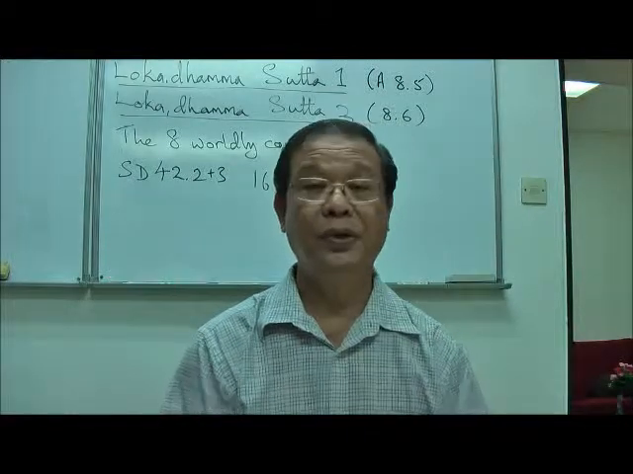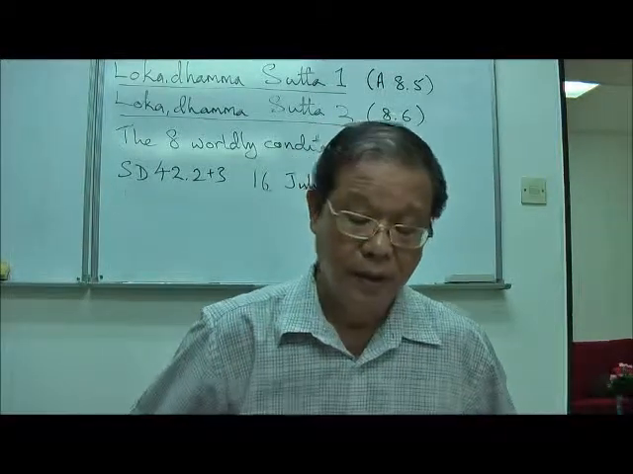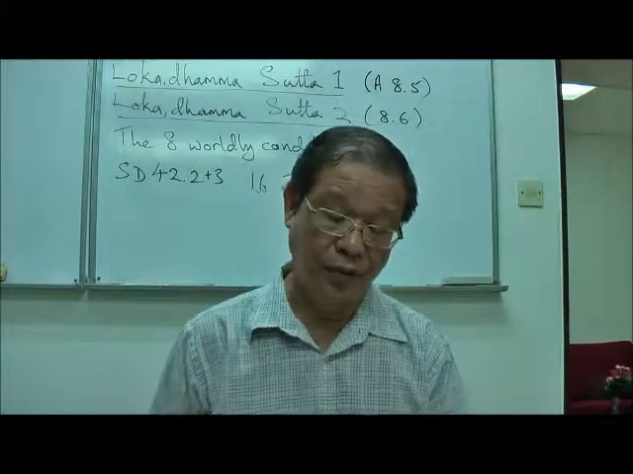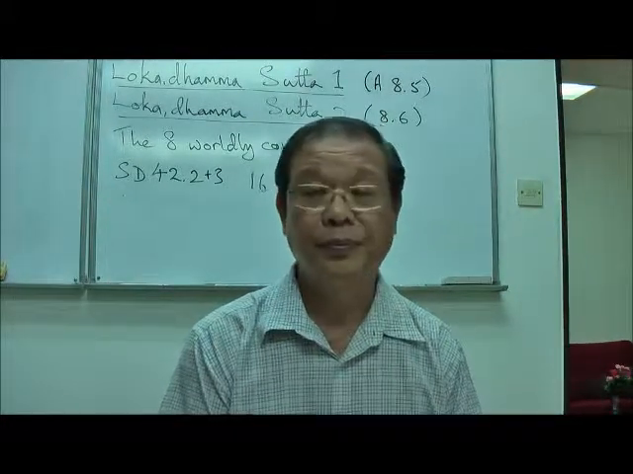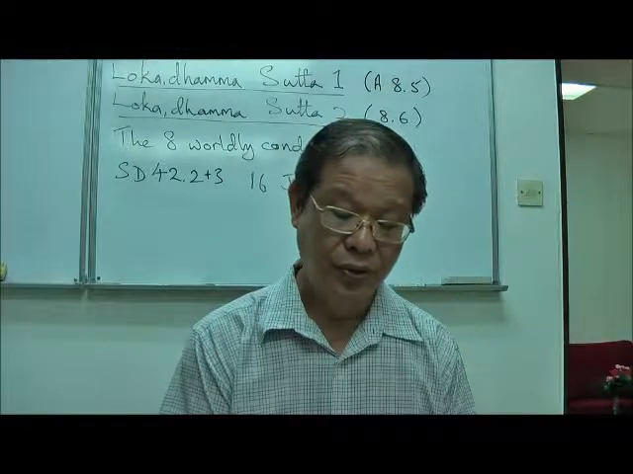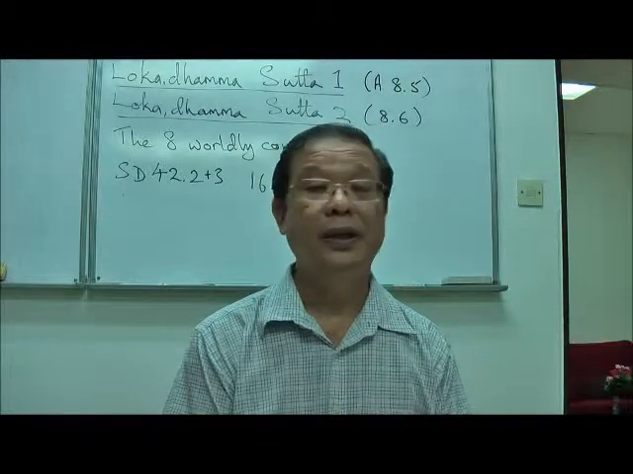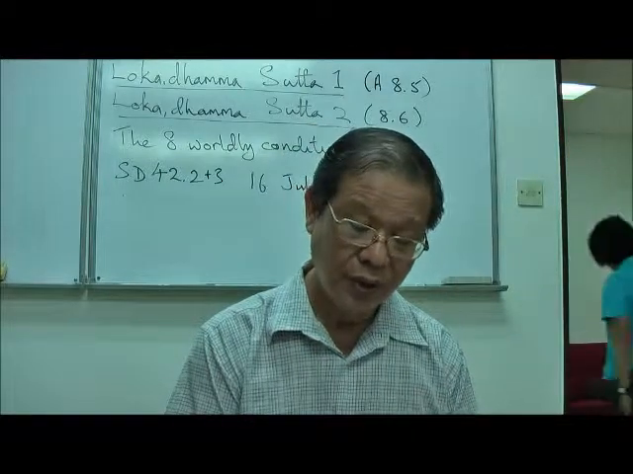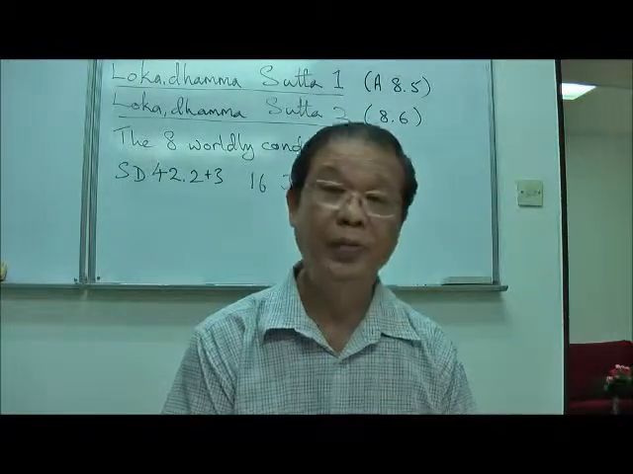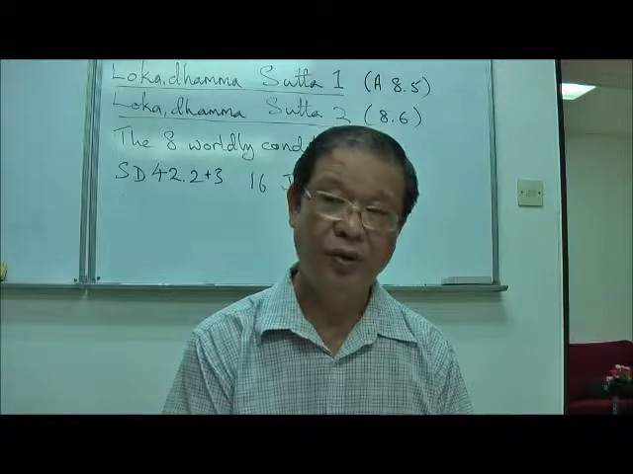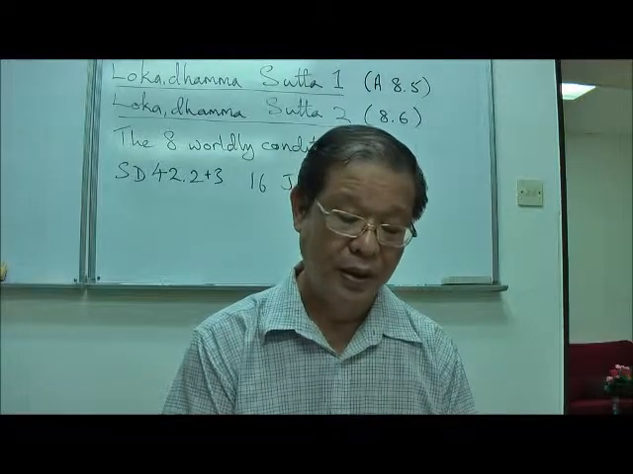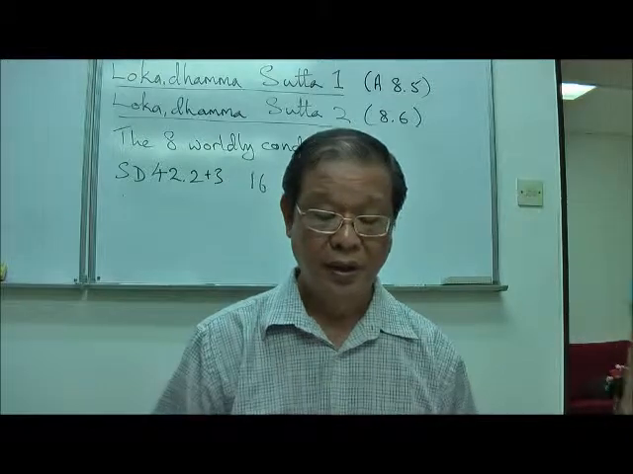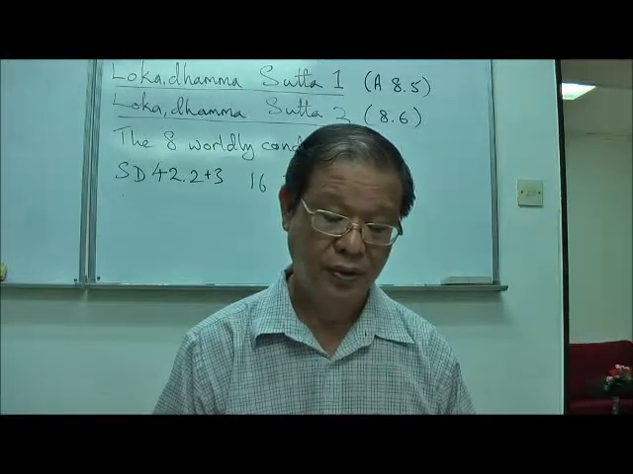Now here we have two suttas from the Anguttara Nikaya, the fourth collection, or the fourth Nikaya. And as you know, the Anguttara Nikaya contains suttas mostly directed to lay people. So they go by numbers. So the two suttas today have 8 items.